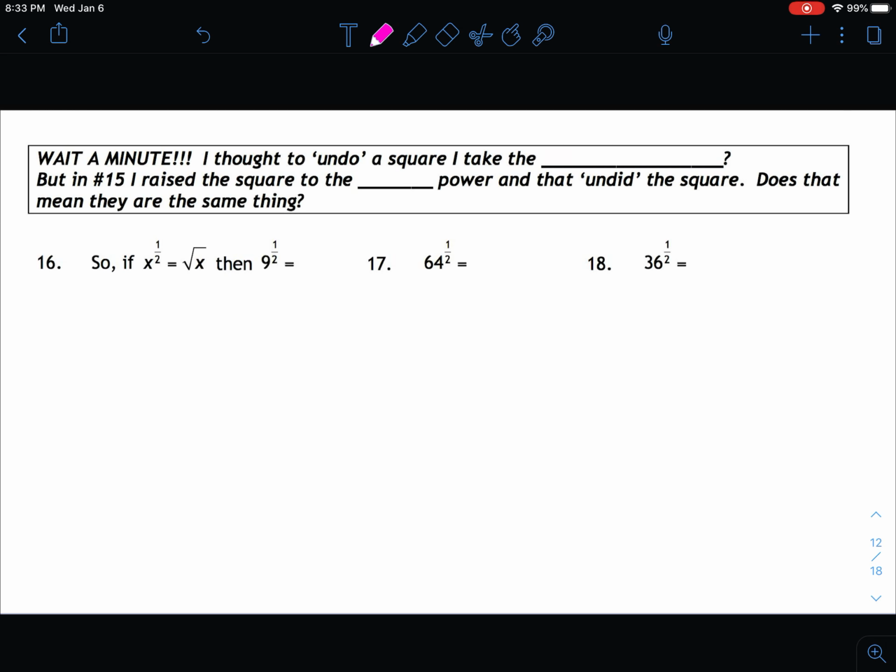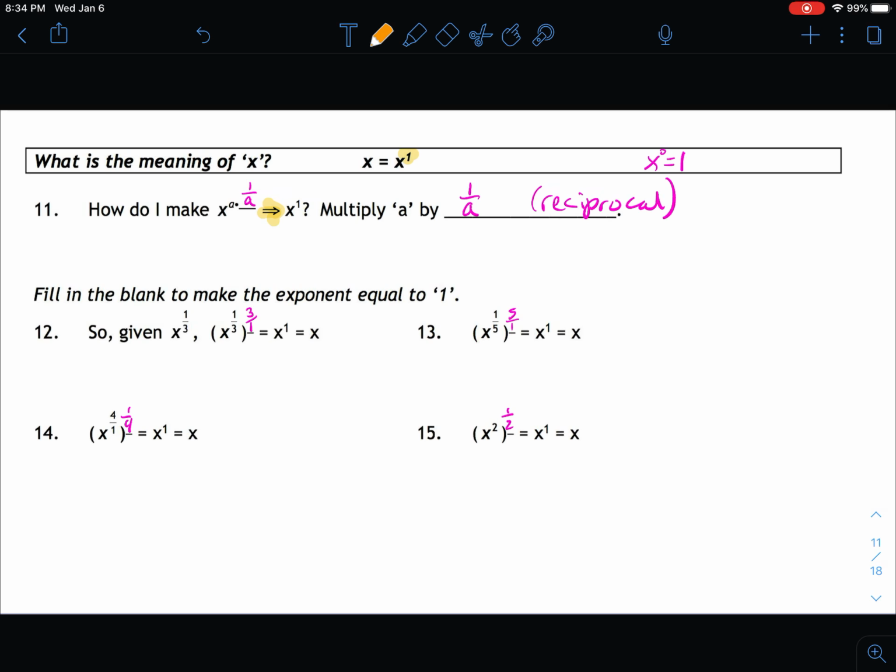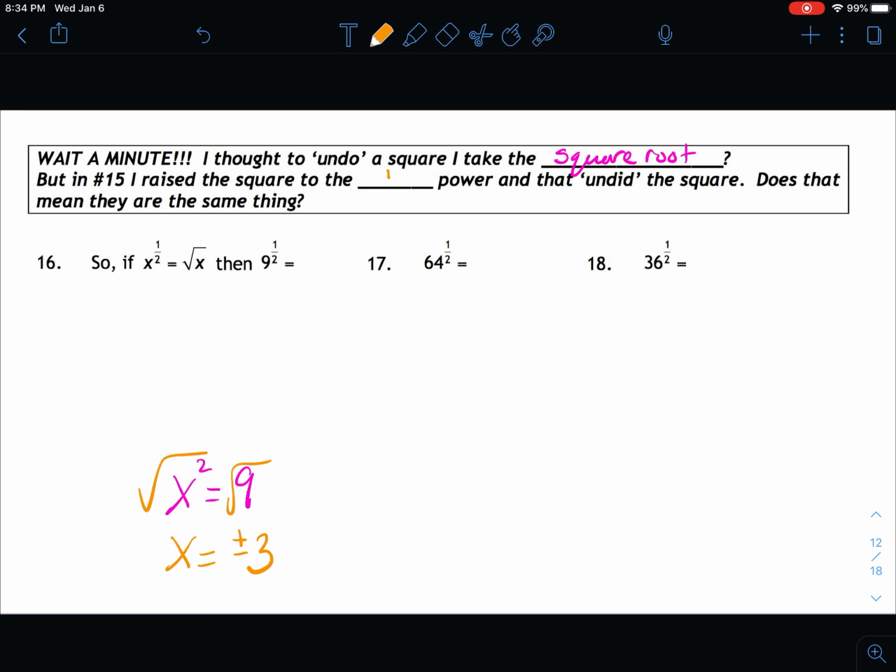Okay, so to undo a square, and we've done this with our quadratics when we've solved, to undo a square, we take the square root. So that's saying, if I have x squared is equal to 9 and I want to solve, how do I undo that square? I take the square root of both sides and I get x is equal to plus or minus 3. So we know that that's how we undo a square. In number 15, we raised a square to what power? We raised it to the 1/2 power. So we write 1/2 in here, and that undid the square.